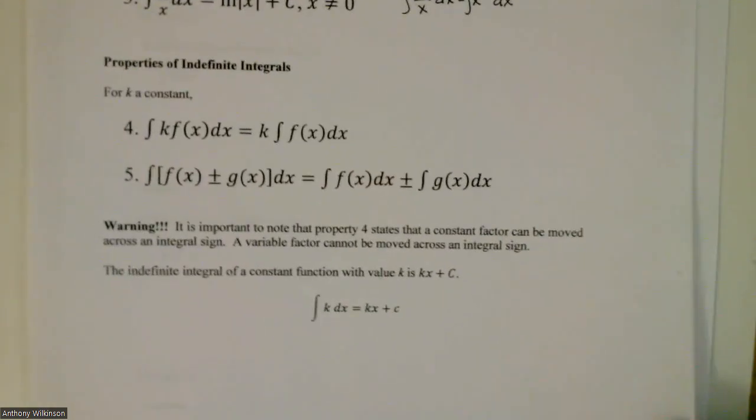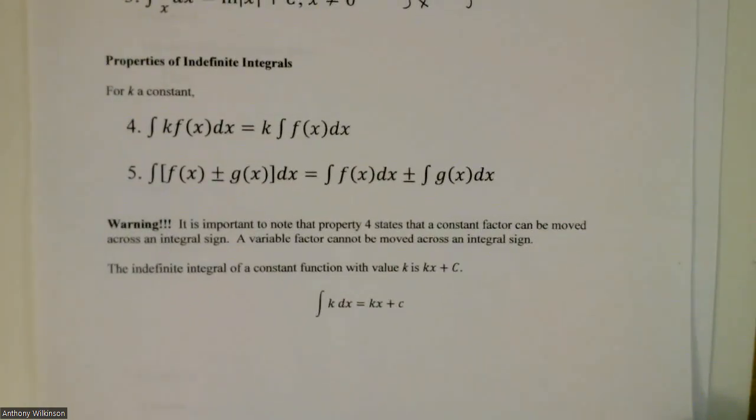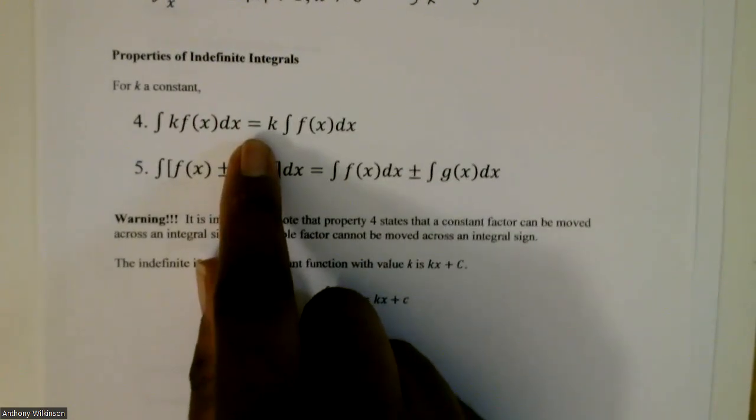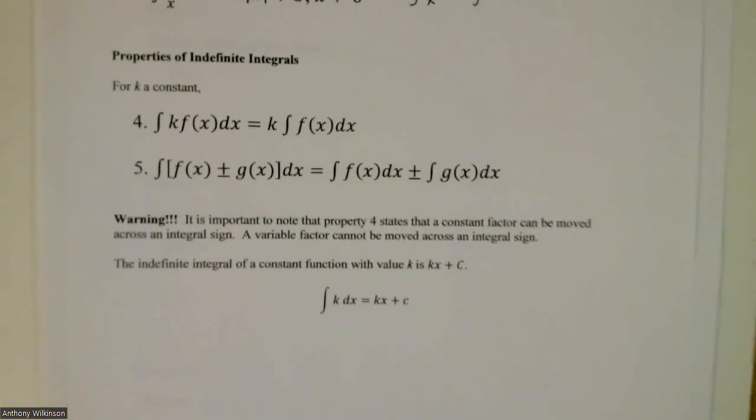Now, number 4 and number 5 are properties of indefinite integrals here. For k being a constant, the integral of k times the function f of x dx, here we can pull the constant in front of the integral sign and write it as k times the integral of f of x dx.